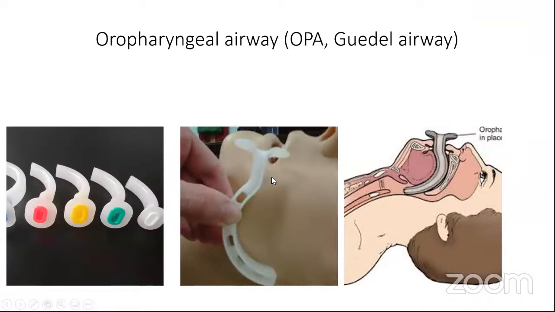This is the second picture on how we measure, how do we choose the appropriate size for the oropharyngeal airway. So from the angle of the mouth to the tip of the earlobe. When you give the oropharyngeal airway, you must give the appropriate size. If not, it's going to defeat the purpose, and in fact, it can further obstruct the airway.